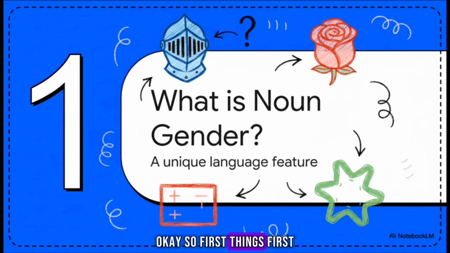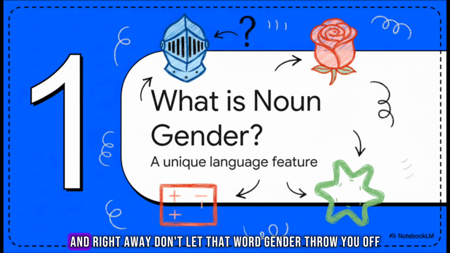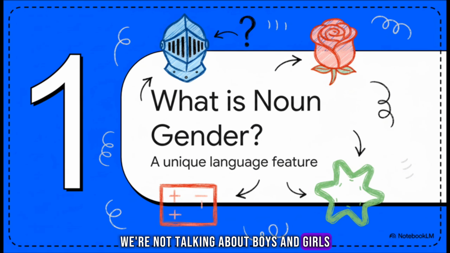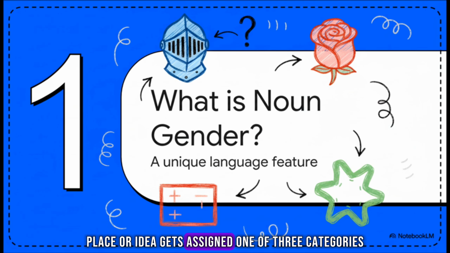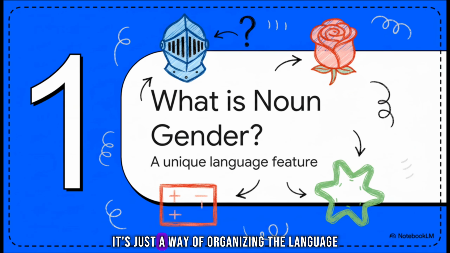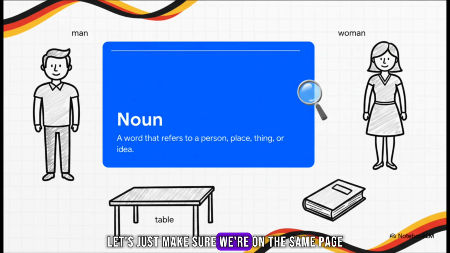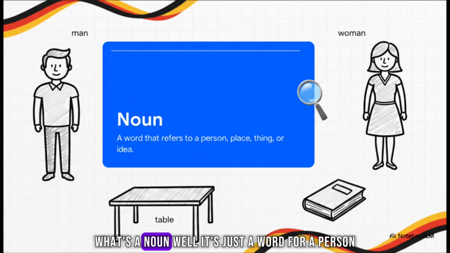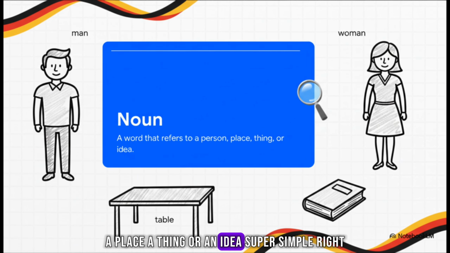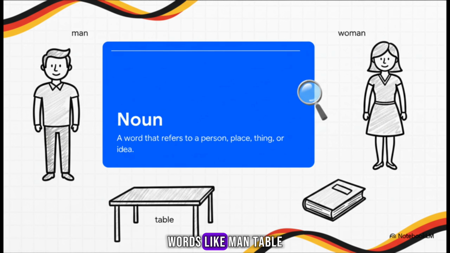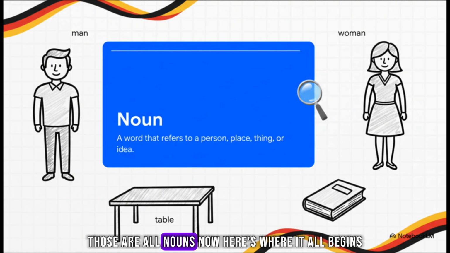Okay, so first things first, what is noun gender? And right away, don't let that word gender throw you off. We're not talking about boys and girls. In the German language, every single noun, every object, place, or idea gets assigned one of 3 categories. It's just a way of organizing the language. And before we go any further, let's just make sure we're on the same page. What's a noun? Well, it's just a word for a person, a place, a thing, or an idea. Super simple, right? Words like man, table, woman, or book. Yep, those are all nouns.